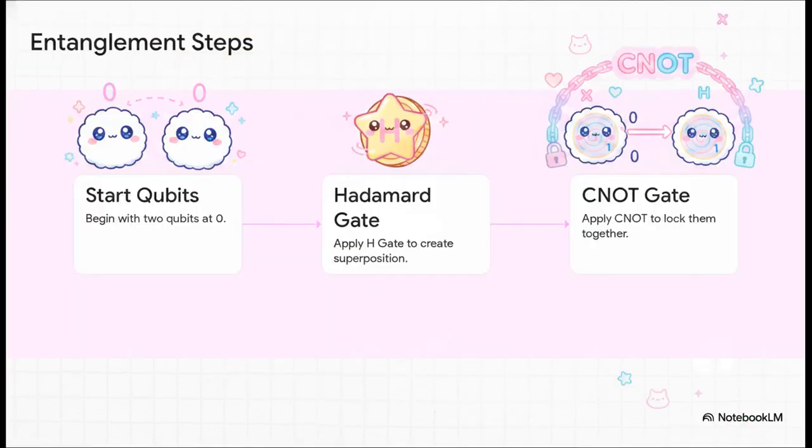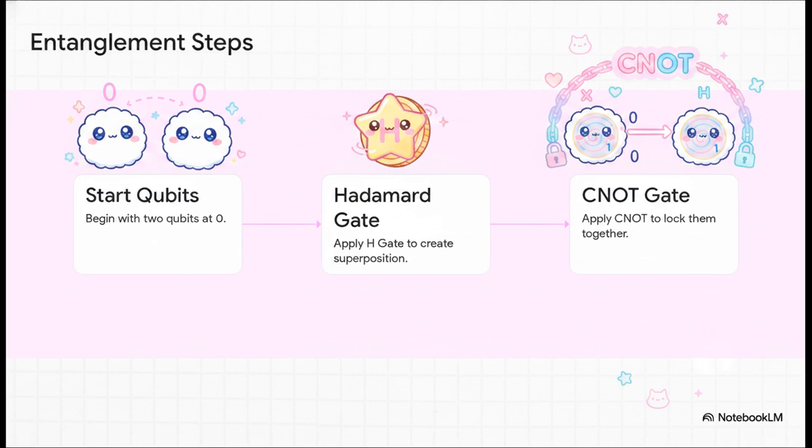If the control qubit is a 0, the target qubit is left completely untouched. And this brilliantly illustrates how we actually create entanglement, linking two qubits so deeply that measuring one instantly dictates the fate of the other. Here's how it plays out. Step 1. We start with two qubits at 0. Step 2. We hit the first one with our star player, the Hadamard gate, throwing it right into that spinning coin superposition.